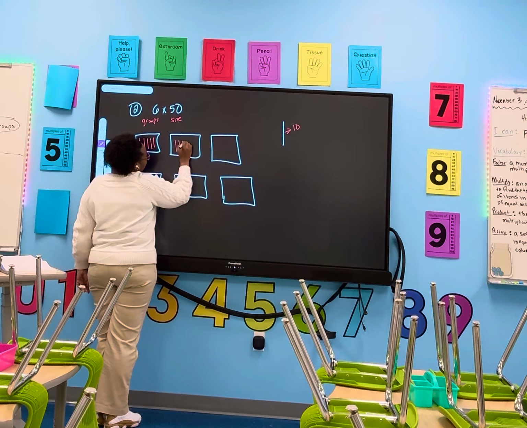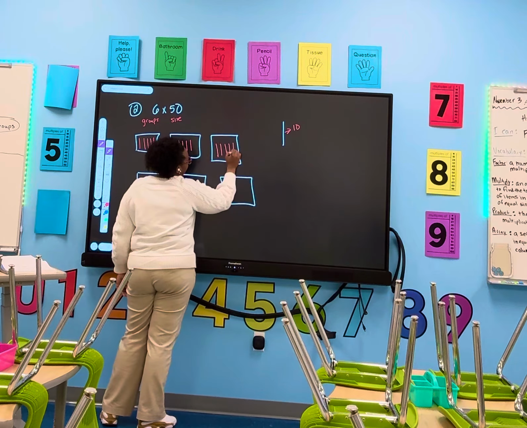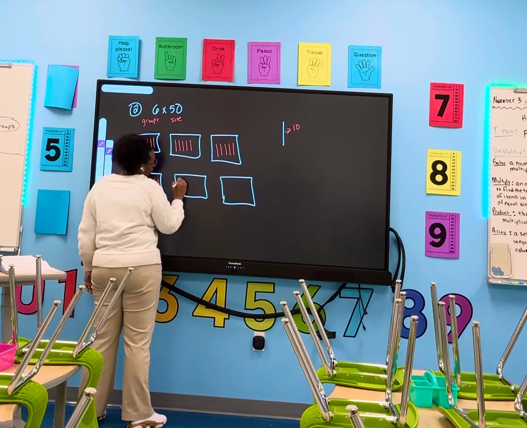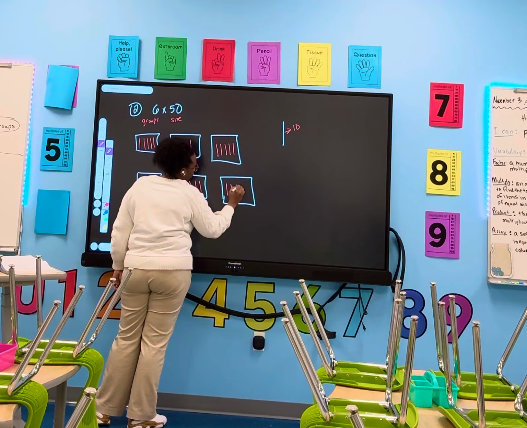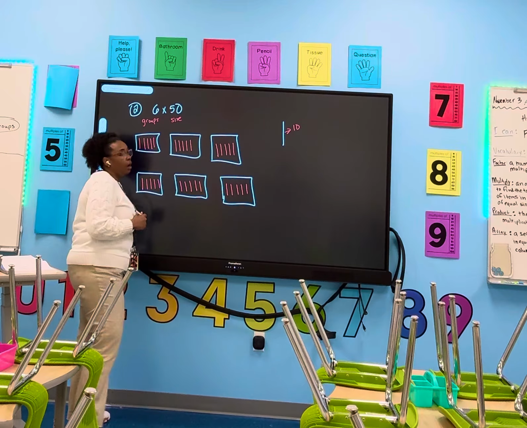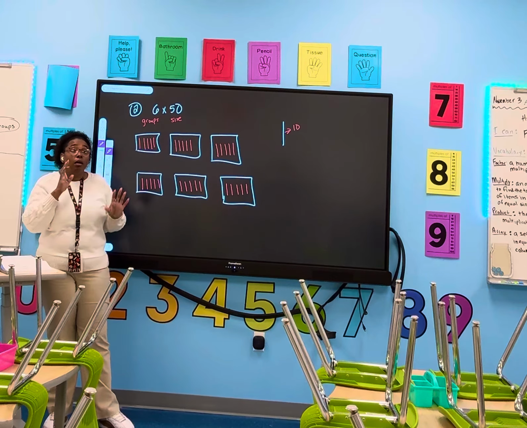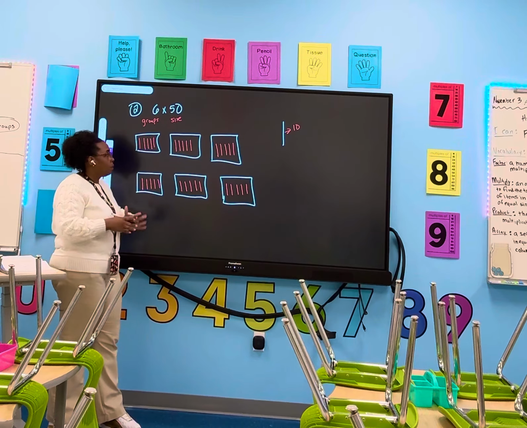1, 2, 3, 4, 5 in each of the remaining boxes. All right, so that's my 10 lines, or base 10 blocks, we like to call them, inside of each box.